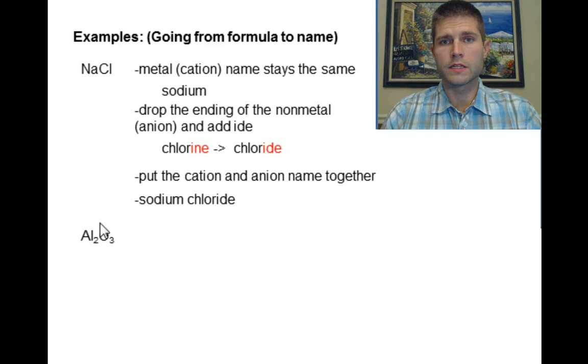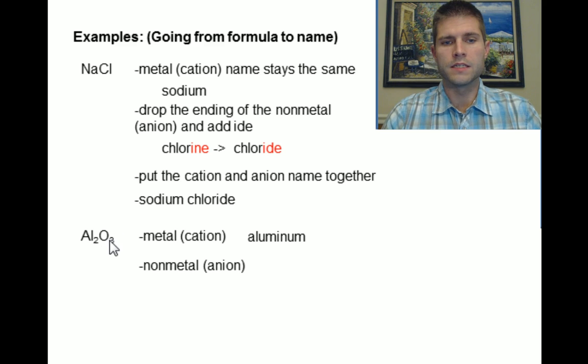Al2O3. Tomorrow in class we'll learn how to write this formula, but for now just trust me, this is the formula for the compound. The metal is our cation. It's always written first. So aluminum, Al, was written first. It's our cation. We don't change it. It's still aluminum.